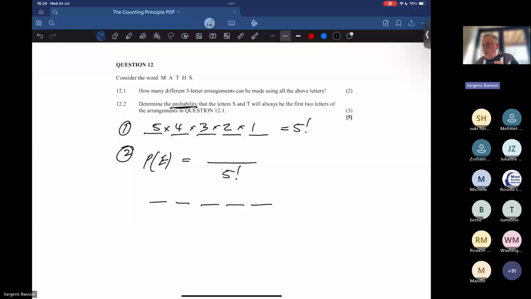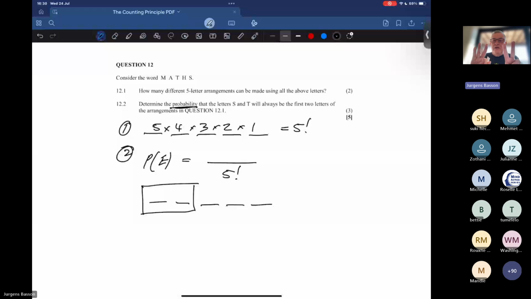So they say S and T not only together, but S and T in the first 2 positions. So on the first 2, I will have 2 and 1, and that is then 2 factorial. Now the question is, what do we do with the rest? The rest is not a group, but the rest can't move into position 1 and 2. So I've got this 2 S and T, and I've got another 3.